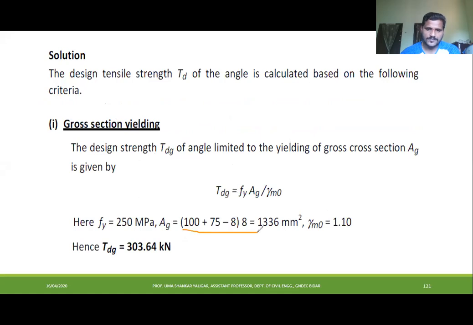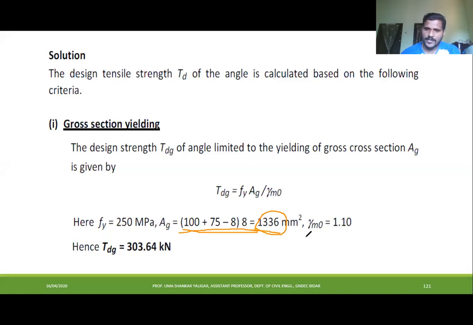Now you can observe here, 100 plus 75 on both sides, minus 8 by 2 minus 8 by 2, multiplied by 8. This is the Ag, and we got 1336 mm squared. You can calculate it directly from the angle section, or you can take this value from your steel table. It is better to go to the steel table and take the area for that angle section.